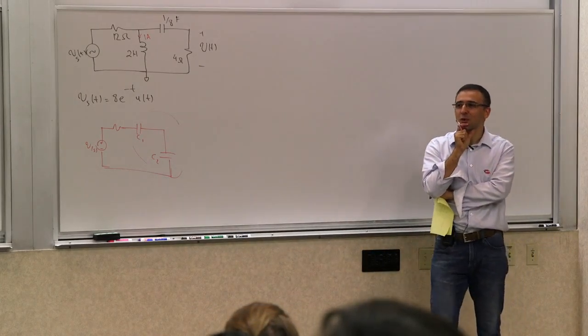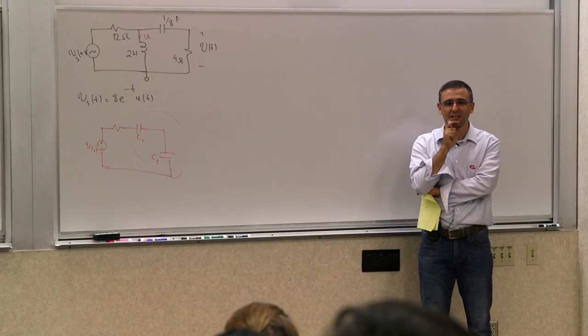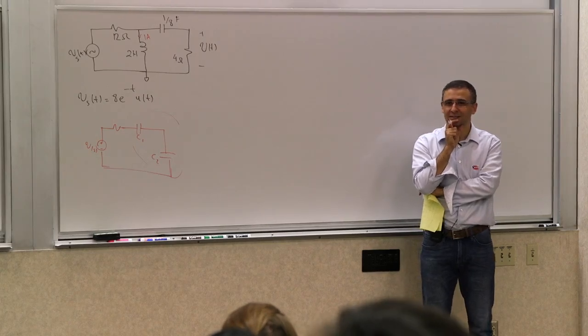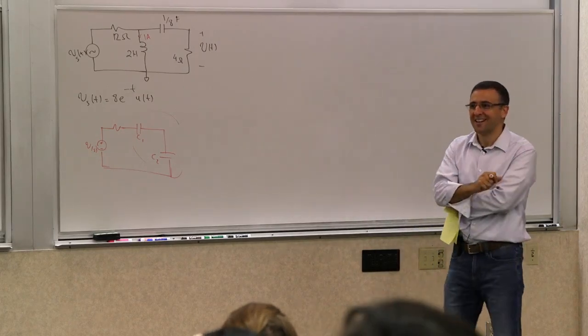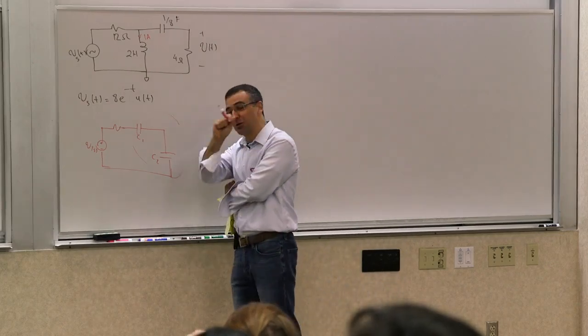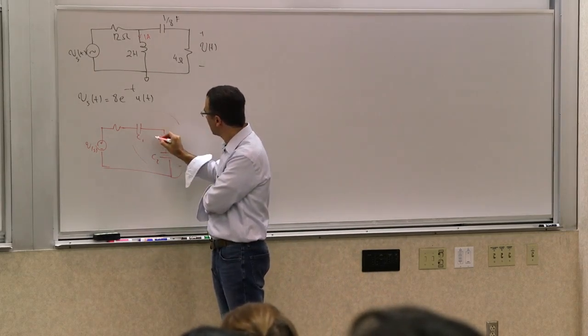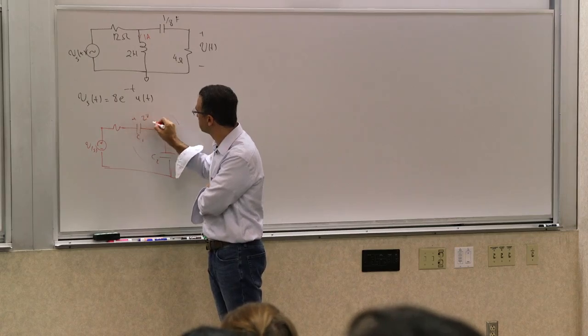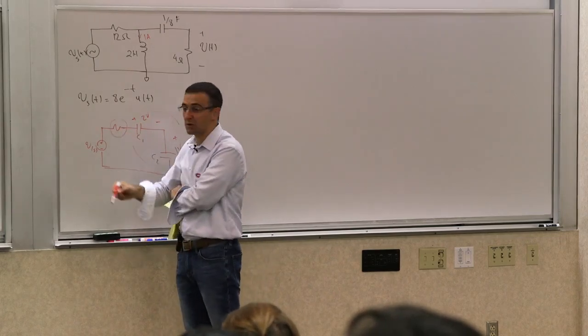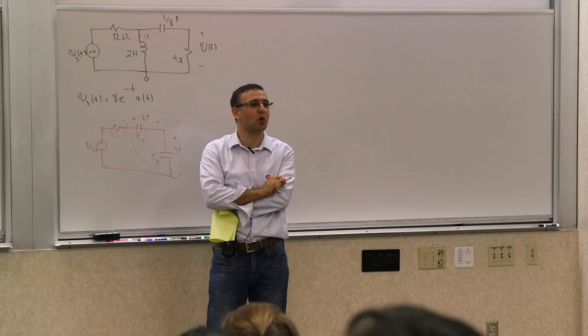So how many people say it's 1? How many people say it's 2? See? Democracy doesn't always work. So it's 2 actually. Why? Because I can define this to be 1 volt, and I can define this to be 2 volts, and this resistor will absorb that extra voltage.